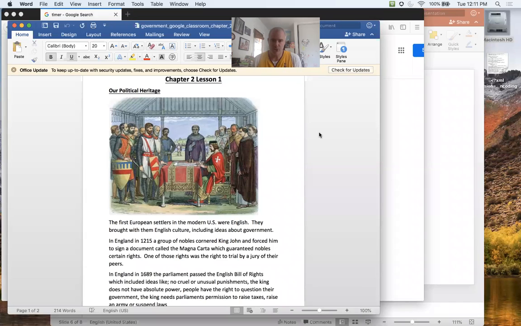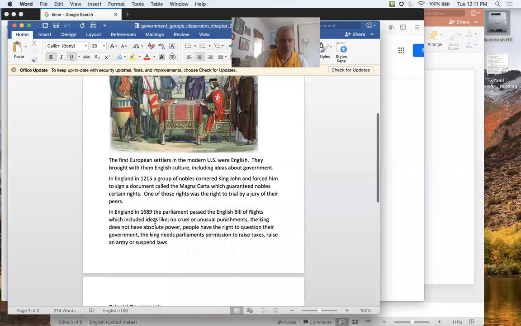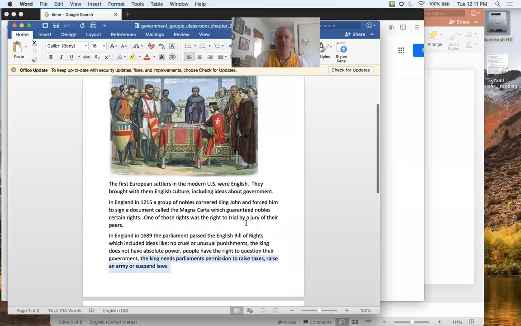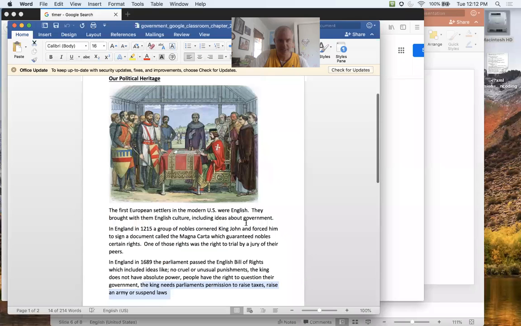Eventually, there's this glorious revolution, and a new king is brought into power from the Netherlands, William of Orange, and they say, "Look, you got to sign this document called the English Bill of Rights, though, which guarantees all English people certain rights, or men, excuse me, and women did not have those rights at that point." And within this document were things like the ideas of no cruel or unusual punishment, right? We're ending torture. The king does not have absolute power and never will. The people have the right to question their government. The king needs parliament to raise taxes. These are revolutionary ideas that he signs in the English Bill of Rights.